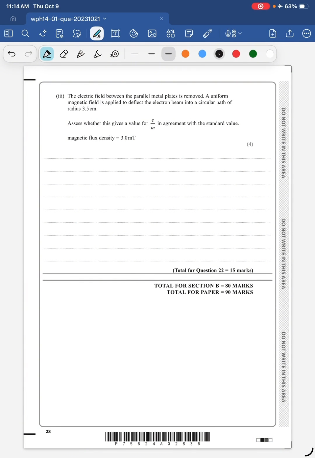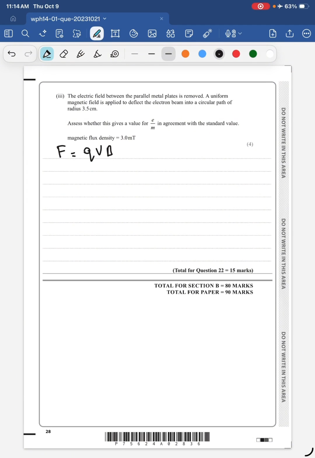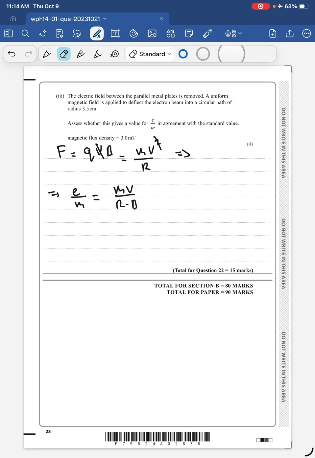We basically have to use the fact that if a magnetic field is applied, we will have a force QVB on the electrons, which will play the role of a centripetal force. So mv squared over r. Okay. Now the Q is E. V gets cancelled. So E over m, if we solve for that, will be v over r b. The m is not there because we removed it, right?